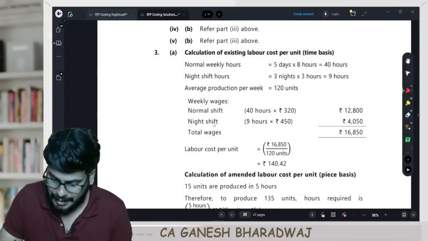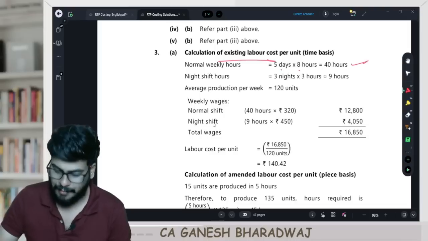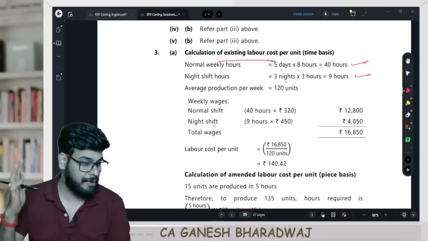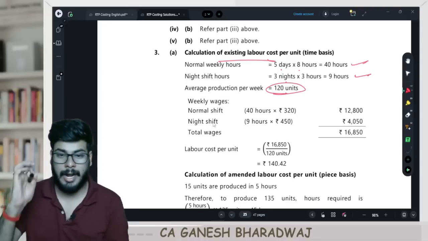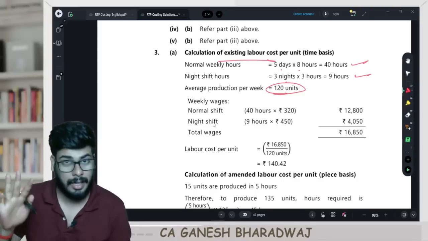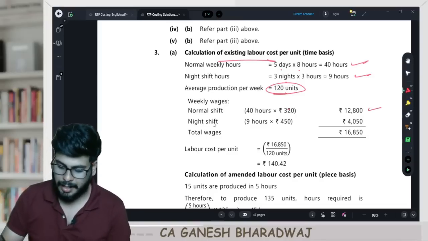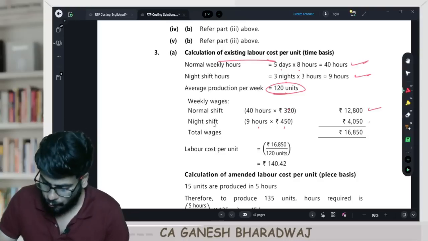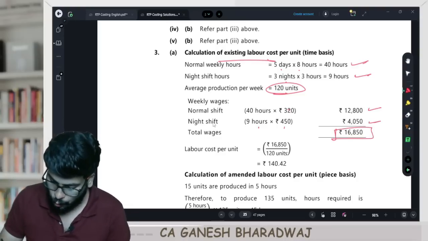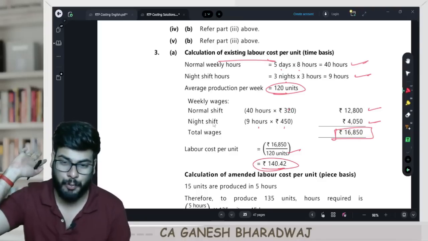So now, existing labor cost per unit. Basically what they have done, 5 days into 8 hours, 40 hours. Night shift is 3 nights into 3 hours, it's going to be 9 hours. And they have given in the question that a total of 120 units have been produced. So now, how much is the total employee cost incurred? Currently, 40 hours into 320, yes, 320 is the day rate, it's 12,800, 9 hours into 450, the night rate, 4050, a total cost of 16,850 rupees is incurred to get an output of 120 units. The labor cost per unit is how much? 140.42. Are you clear with this?